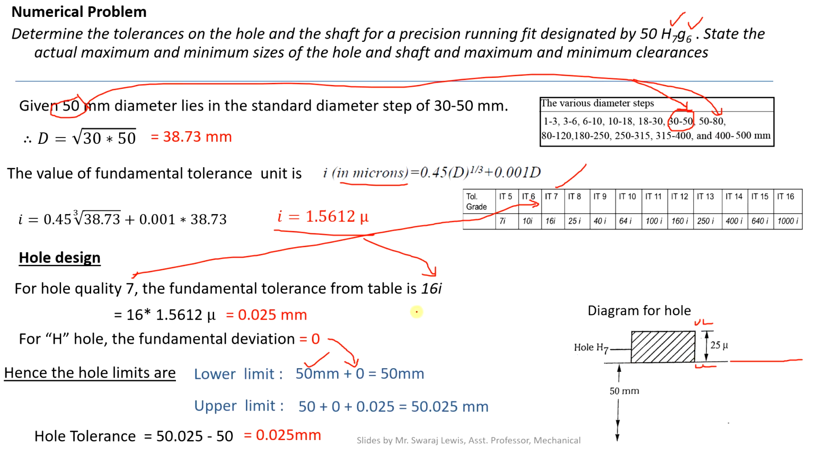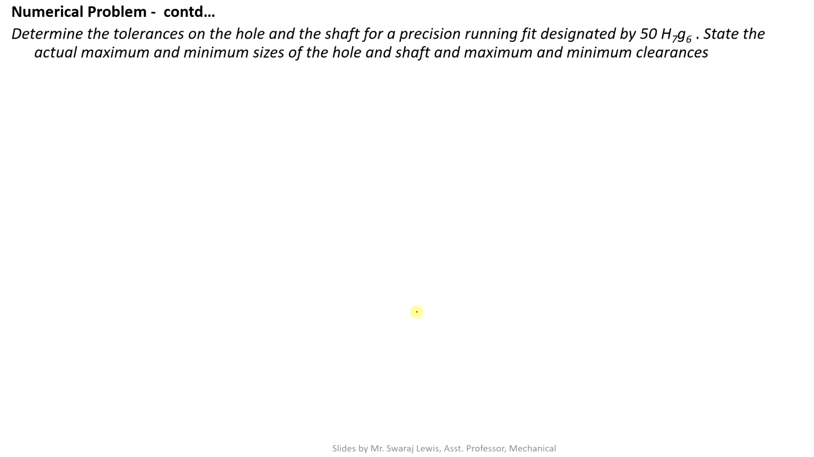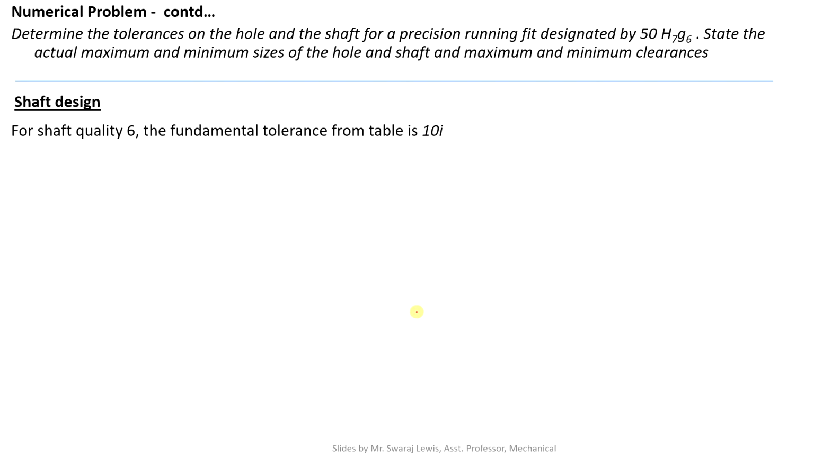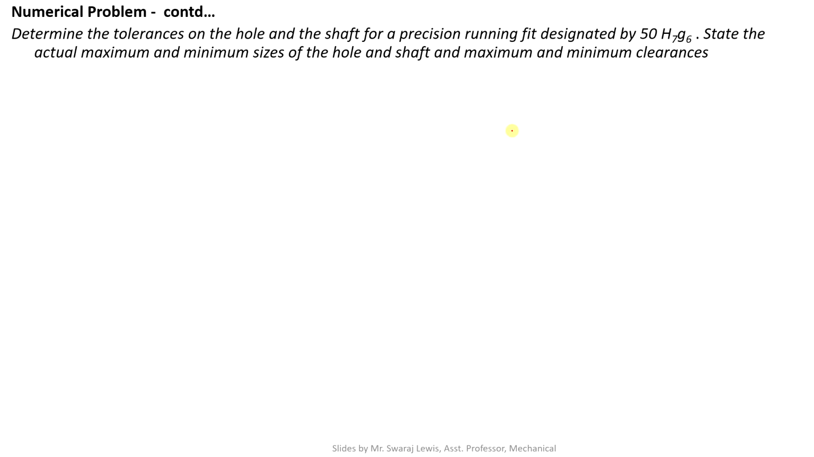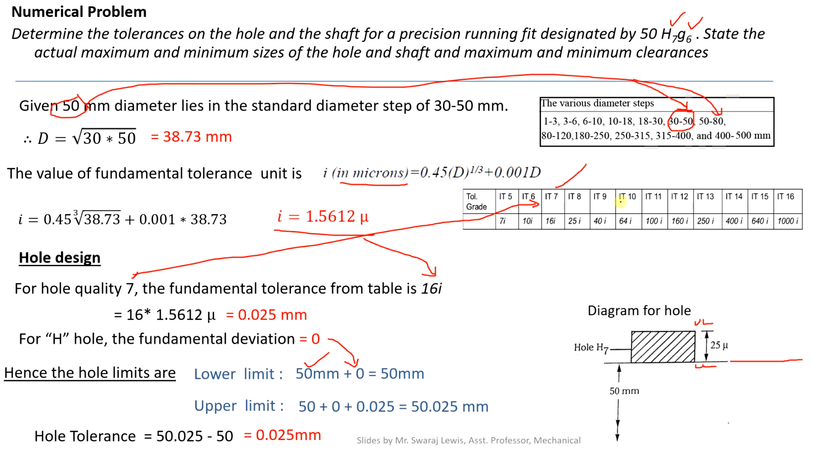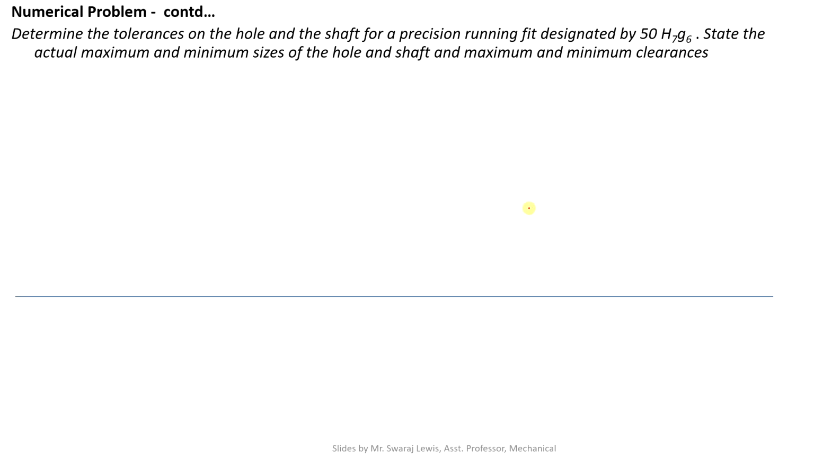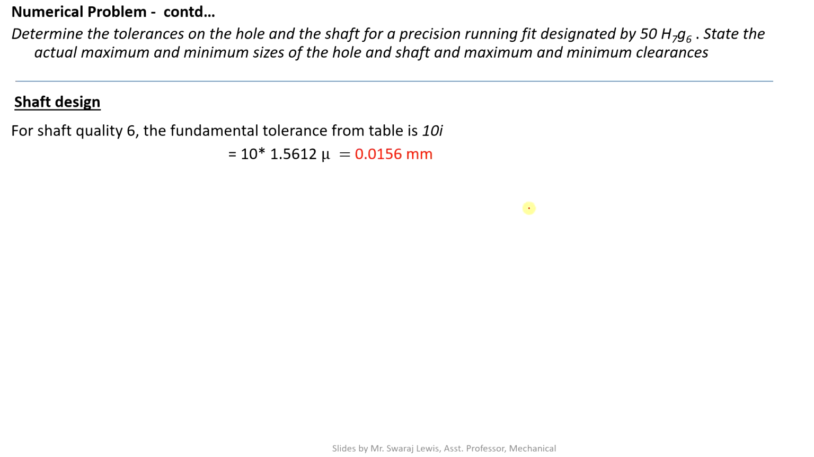Coming to the next part, that is shaft design. Now in the shaft design they have given G6. So what does it mean? First we will take 6. For a shaft quality 6, the fundamental tolerance from the table is 10i. In the same table which we got from the previous one, for G6, 6 it is 10i. When you substitute it, we get 10 into 1.5612 micron equals 0.0156 mm.